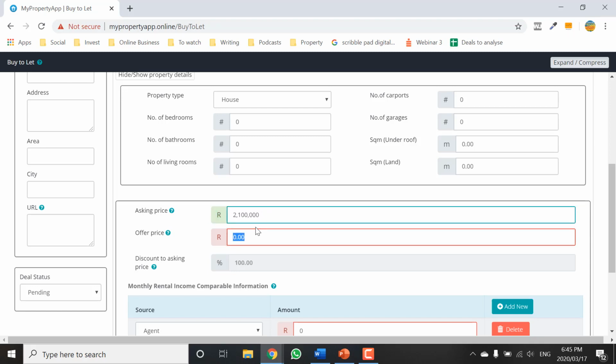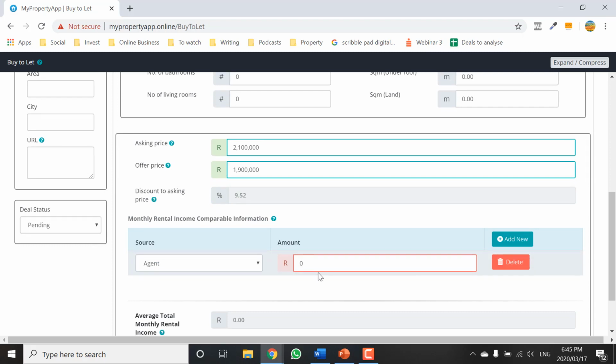Okay, and your offer price? What are you thinking would work? I'm thinking 1.9. Okay, so the discount you're looking for is 9.5%. That should be achievable. What kind of rental could you expect in that area?